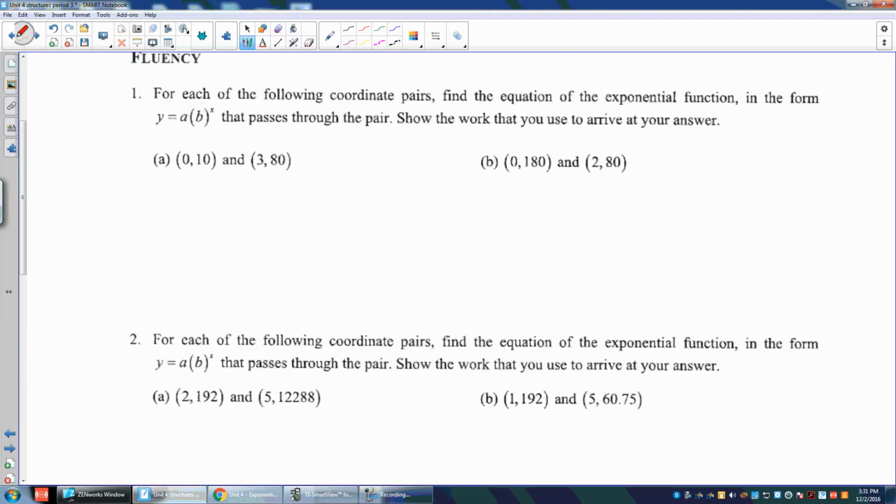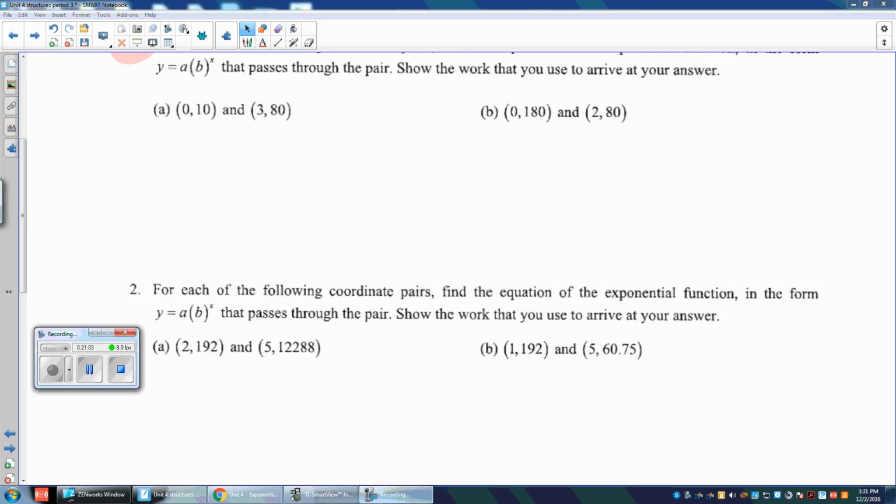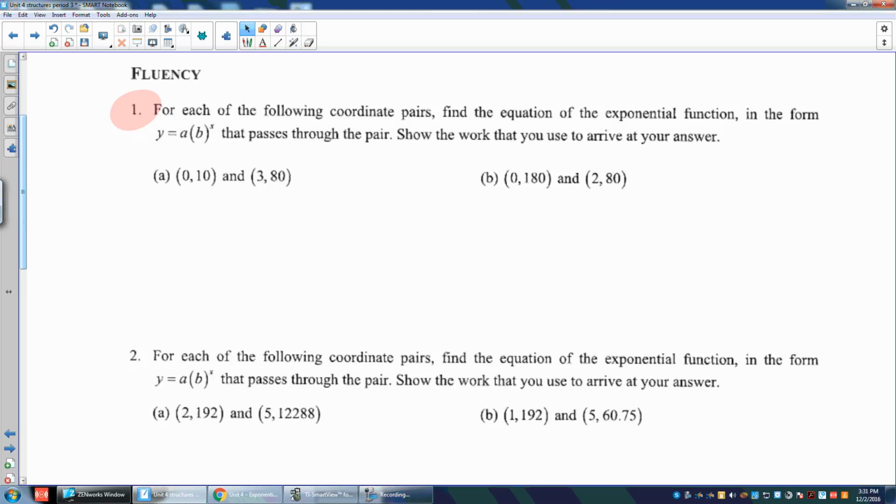So let's change up our homework assignment for tonight. We're just going to do the next page, number 1. Then we'll work on number 2 tomorrow in class. So do number 1 tonight. I'll see you later if you have any questions.